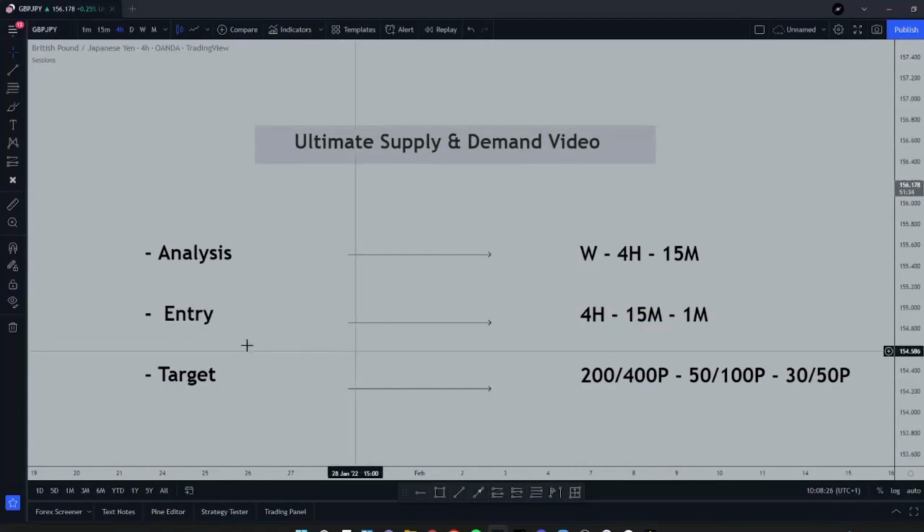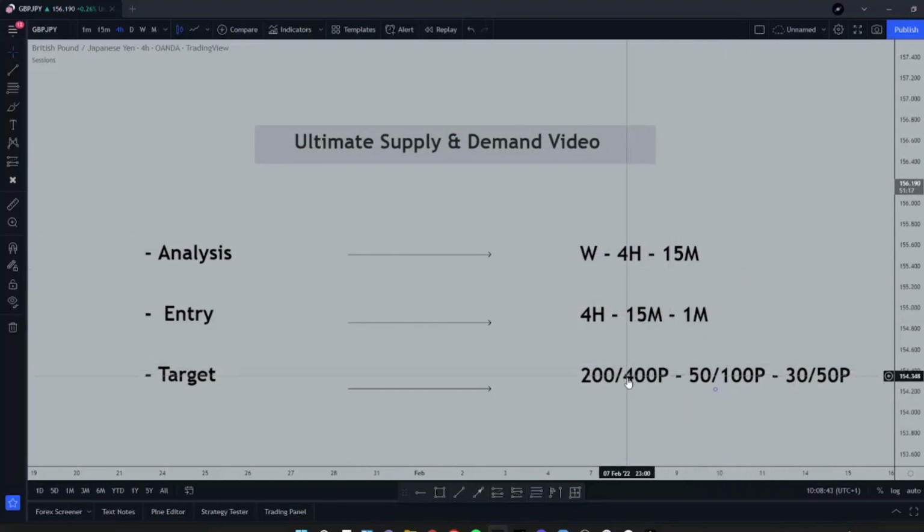In terms of entries, we're going to use lower time frames. For the weekly, you can use a 4-hour entry. For 4-hour supply and demand zones, you can do a 50-minute entry, for example. And for 15-minute supply and demand zones, you could be using 1-minute entries.